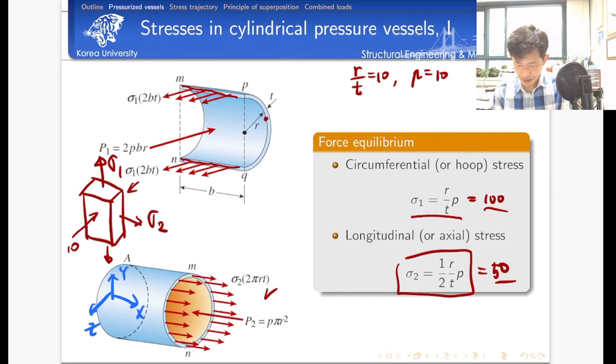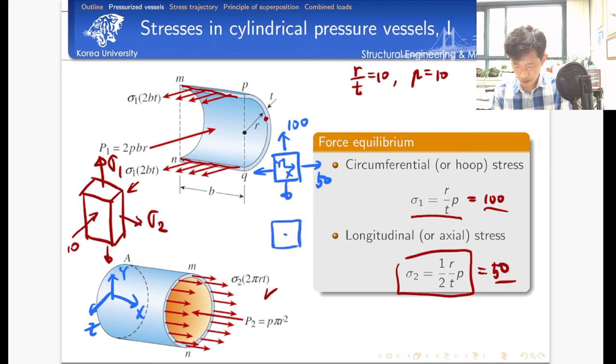So first, for the Mohr circle, let's work on the x, y plane. In x direction, we have sigma 2. Sigma 2 is equal to 50. In the y direction, and how much is it? In y direction, sigma 1 is 100.